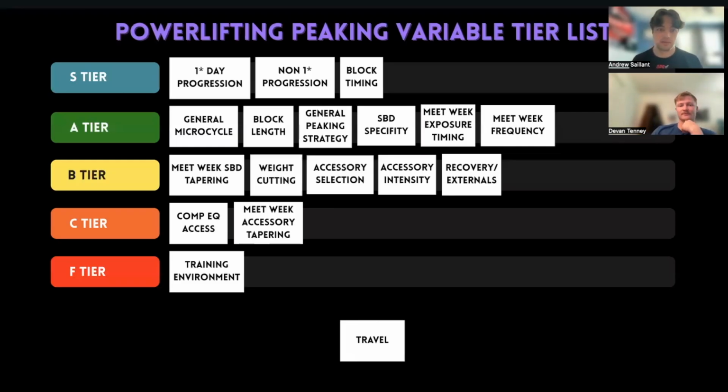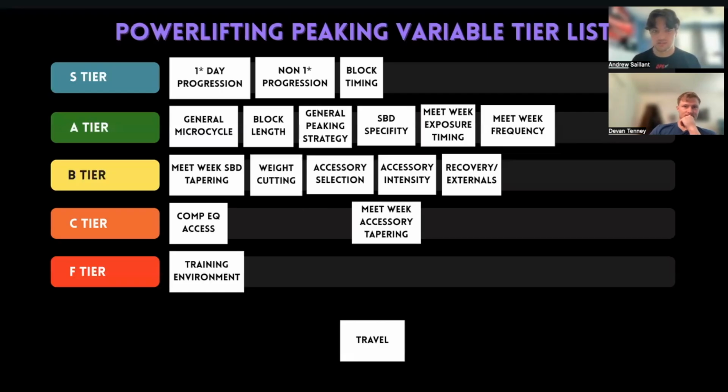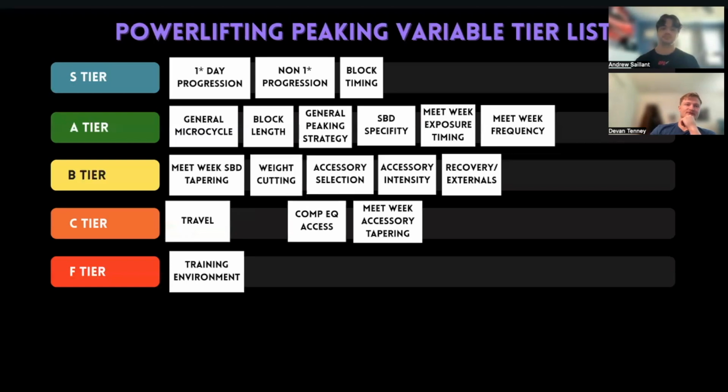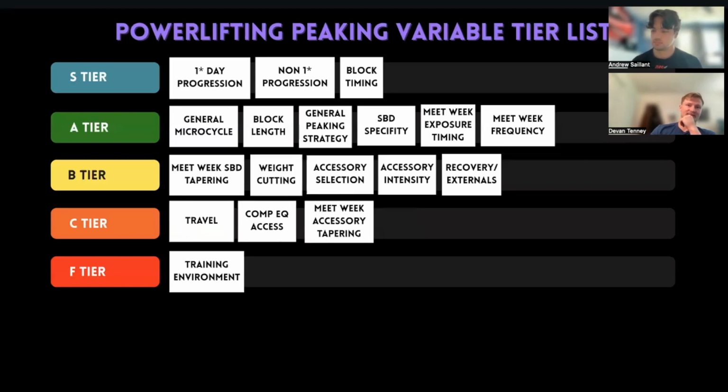Right. I would say that probably puts it in a C tier consideration, especially when it comes to programming. The only thing you might have to worry about is gym access or something like that. I kind of view this similarly to comp equipment access, where it could make or break, but ultimately, you're probably going to be fine.